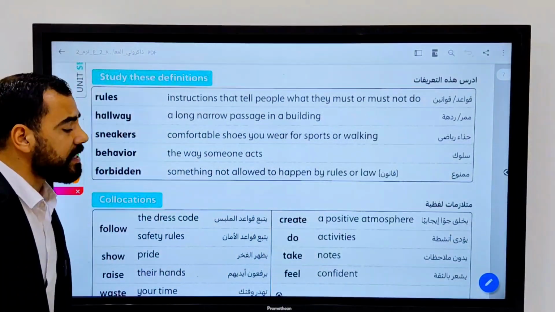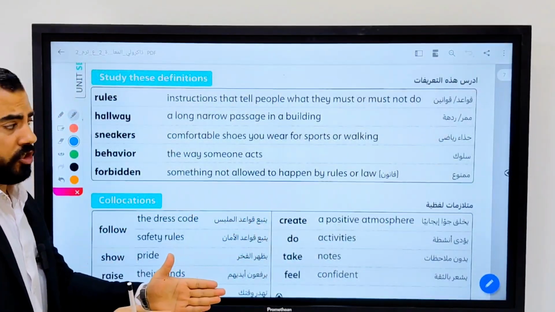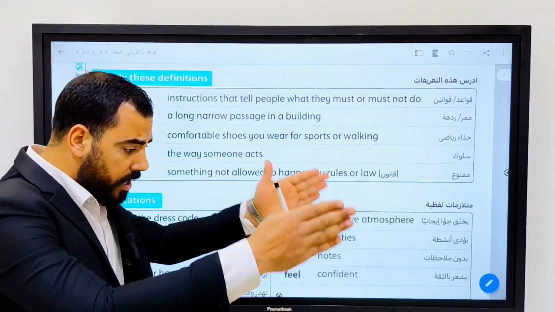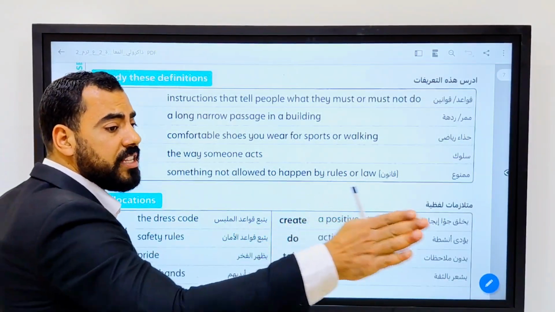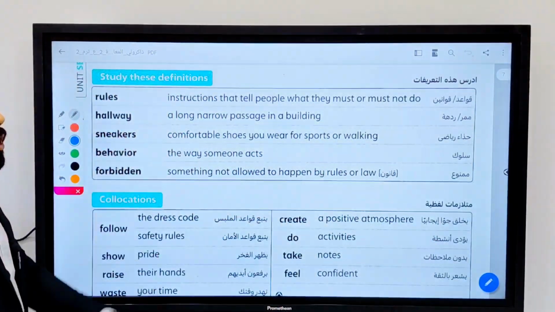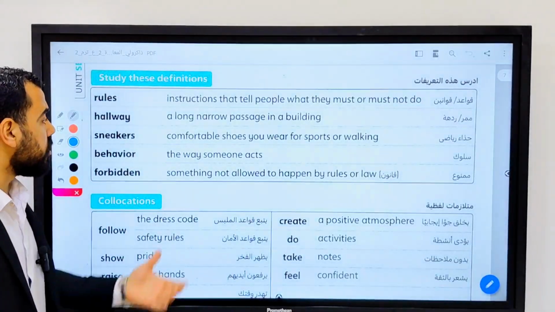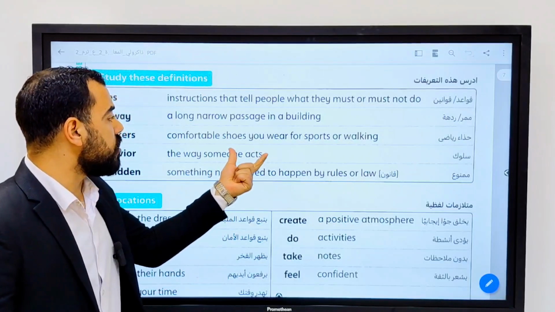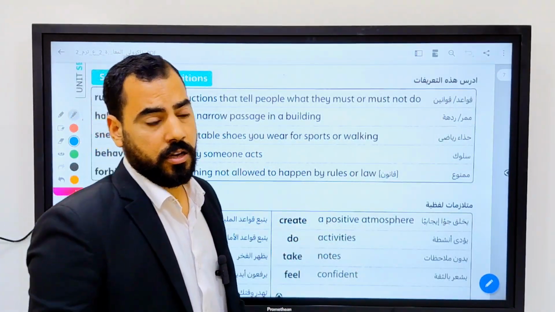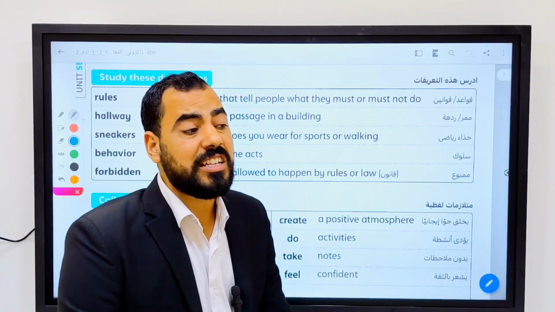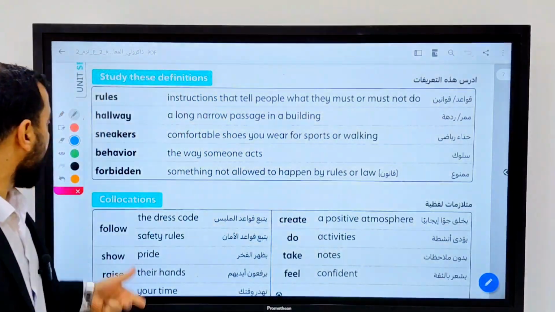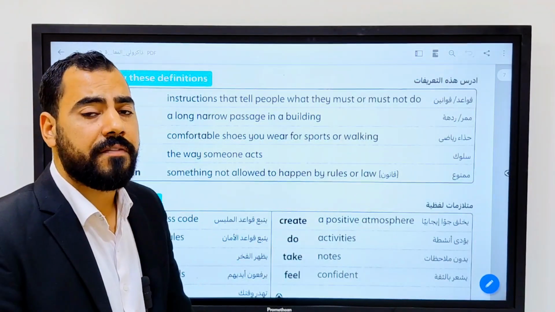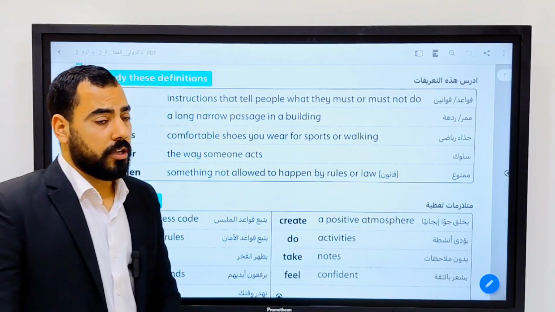Hallway, it's a long, narrow passage inside a building like your school that helps you to get into classes. It's called the hallway. Sneakers are comfortable shoes you wear for sports or walking. They feel comfortable when you put them on. Behavior, the way someone acts. Some people have good behavior, and some people don't.